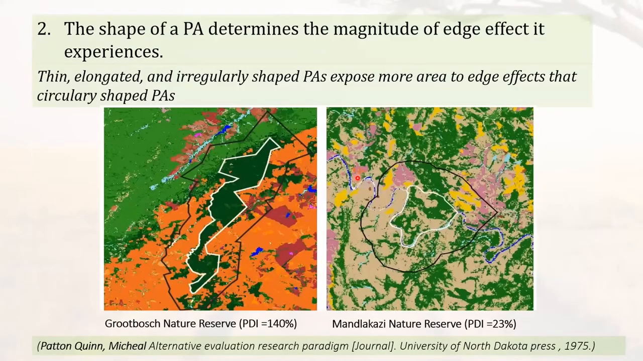So our second observation was the shape of the park actually plays a very important role in determining the magnitude of edge effect that the park is going to experience. Mandiklazi Nature Reserve on the right is almost a circle, and our research showed that it receives only 20% of the destruction. So 20% of the park is prone to destruction, as compared to Grootbosch Nature Reserve, where 140% of the park is prone to destruction. And now what we see is that almost every area in this Grootbosch Nature Reserve is prone to disturbances from the edge effect that are surrounding it.